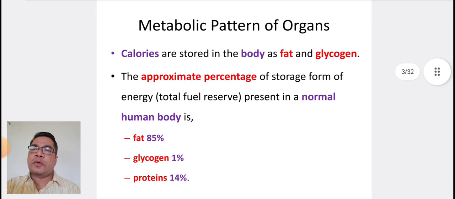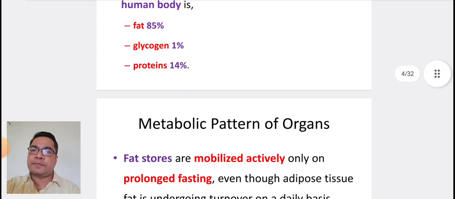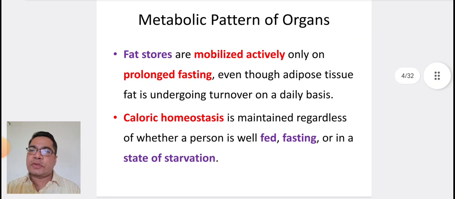Calories are stored in the body as fat and glycogen. The approximate percentage of storage form of energy, that is total fuel reserve, present in the normal human body is fat 85%, glycogen 1%, and proteins 14%. Fat stores are mobilized actively only on prolonged fasting, even though adipose tissue fat is undergoing turnover on a daily basis.